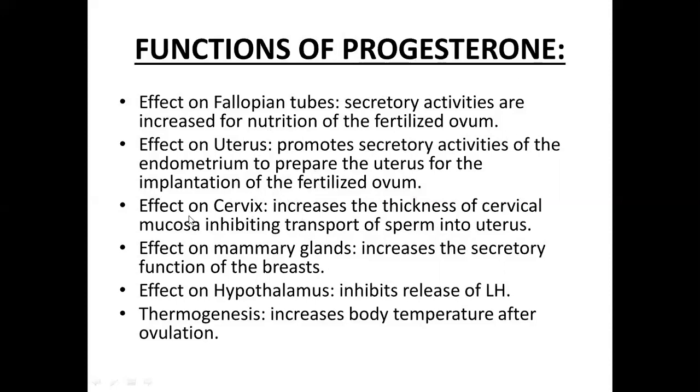It increases the thickness of the cervical mucosa, inhibiting transport of sperm into the uterus. And the next, effect on mammary glands, it increases the secretory function of the breast and it helps in the secretion of milk, that is breast milk, during the pregnancy or the baby's birth. Effect on hypothalamus, it inhibits release of one of the hormones, that is luteinizing hormone. And the last we have thermogenesis, it increases body temperature after ovulation.